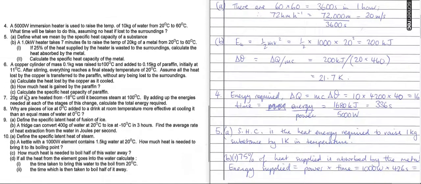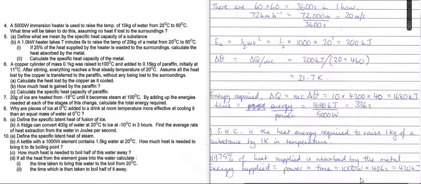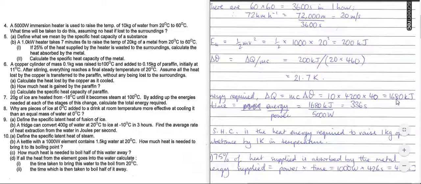Question 4. A 5,000 watt immersion heater is used to raise the temperature of 10 kilograms of water from 20 degrees C to 60 degrees C. What time will be taken to do this, assuming no heat is lost to the surroundings? So the energy required is delta Q equals MC delta theta equals 10 multiplied by 4200 times 40, giving 1680 kilojoules.